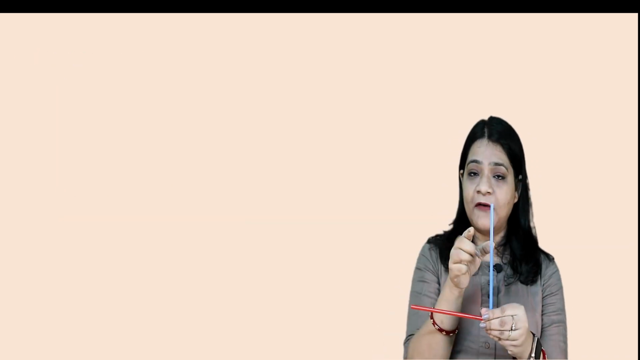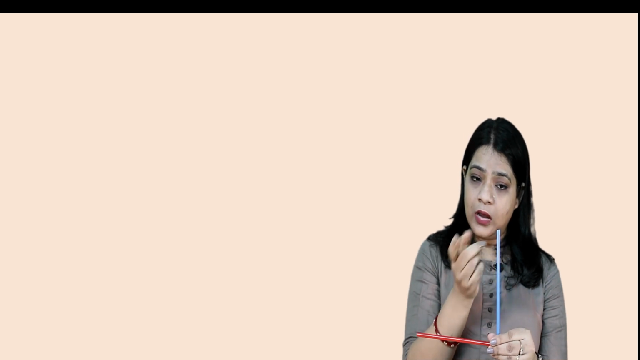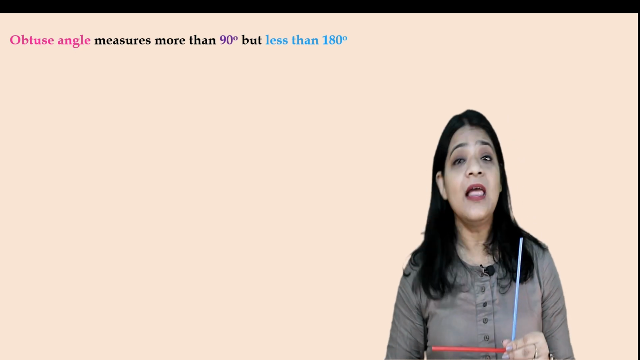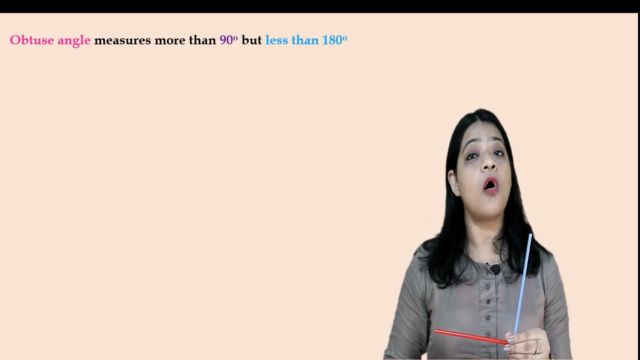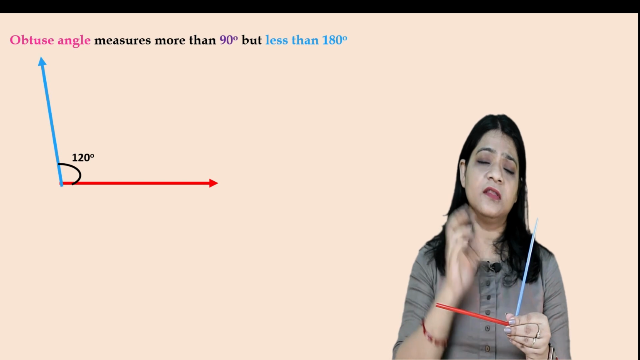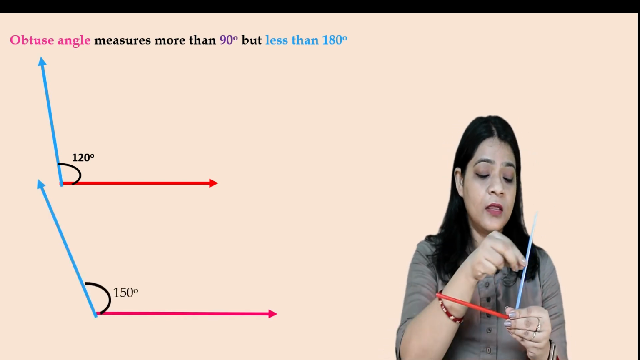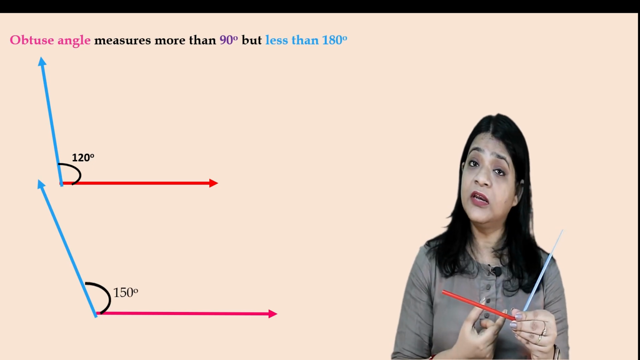Now, what will happen if I move this blue ray to this particular side? That will form an obtuse angle, which will be more than 90 degrees. So, an angle measuring more than 90 degrees but less than 180 degrees is called an obtuse angle. Say this measures 120 degrees, 120 degrees is an obtuse angle. This measures 150 degrees, 150 degrees is also an obtuse angle.